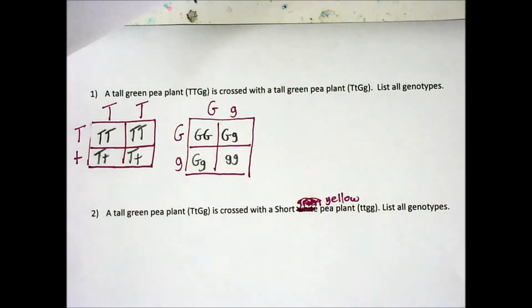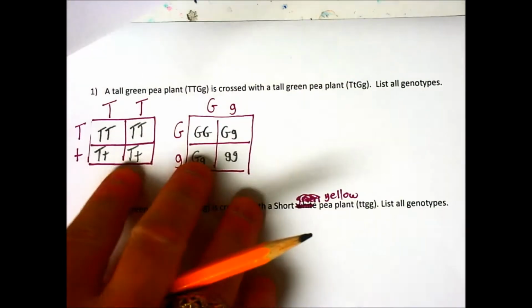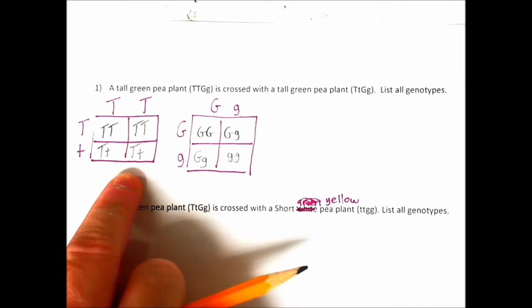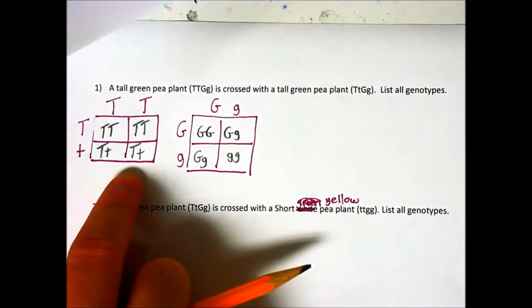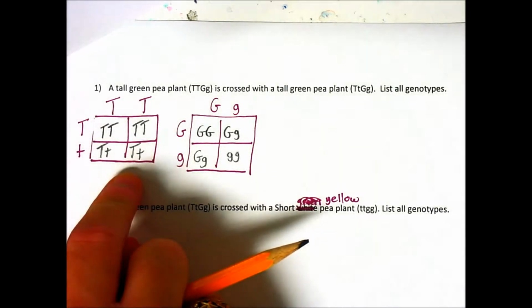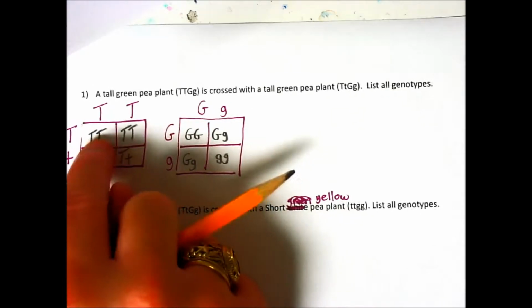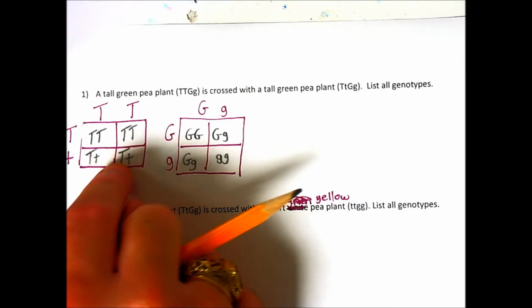Now, just saying it out loud, how many different phenotypes do you see with just this first Punnett square? I see only one. They are all going to be what? Tall. How many different genotypes do you see? The homozygous dominants on top, then the heterozygotes on bottom, correct?